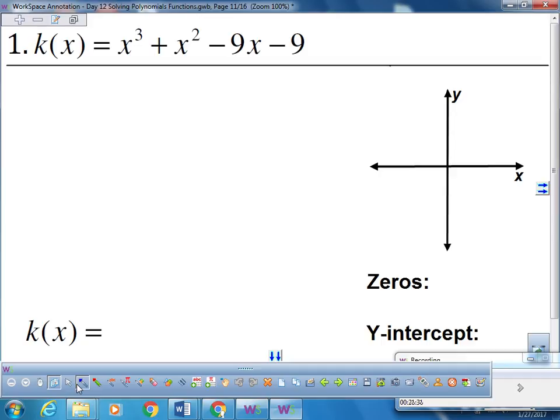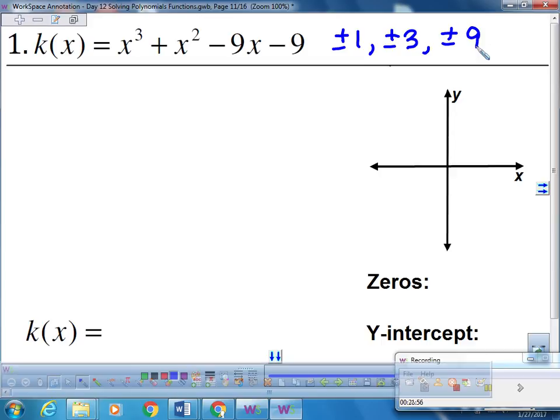Okay, so this is pencils down. I know I don't have it up there, but I need everybody quiet. Pencils down. Just watch it. This is number 1 on your homework. I'm going to give you a chance to copy it down. So plus or minus 1, plus or minus 3, plus or minus 9 are my possibilities. I know this is x cubed. I also know that I have a y-intercept at -9, something like this. I know it's going to look like this because it's a cubic function.